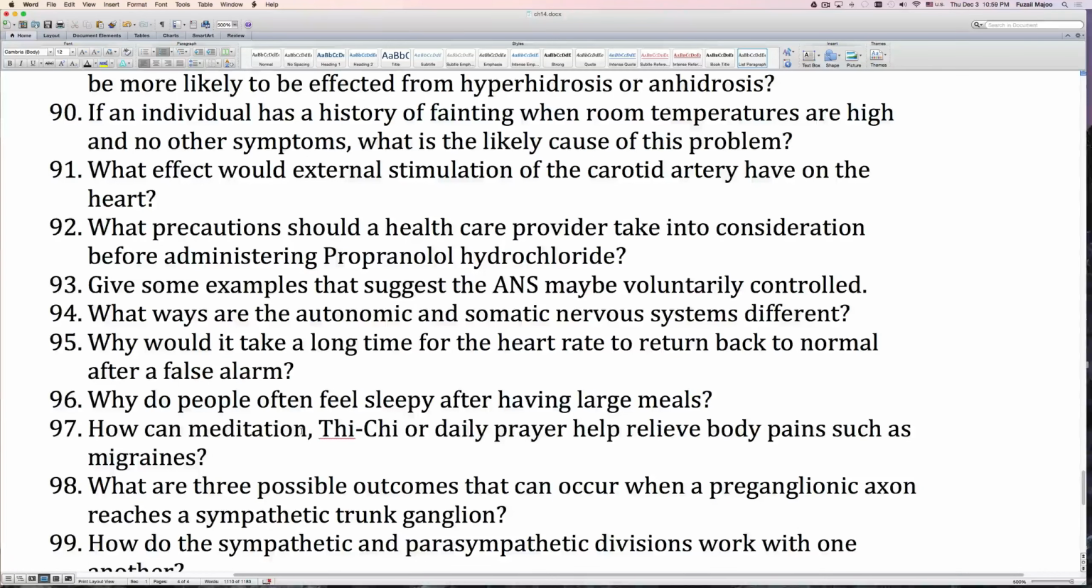So again, in this question, when we're talking about pain, think of pain more related to stress. Number 98. What are three possible outcomes that can occur when a preganglionic axon reaches a sympathetic trunk ganglion?